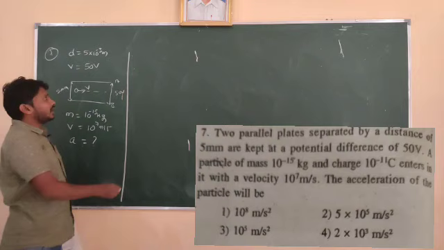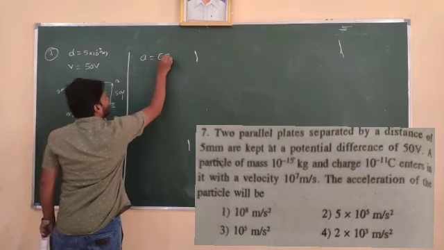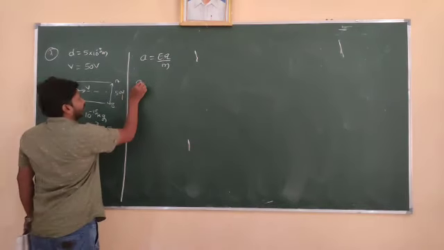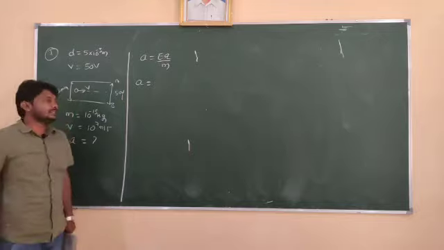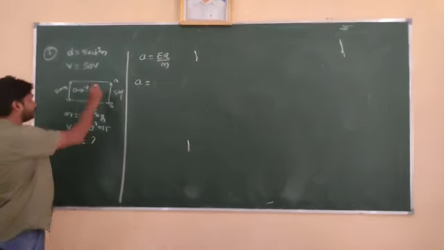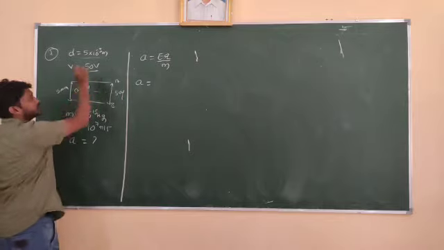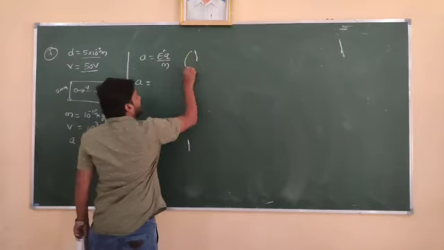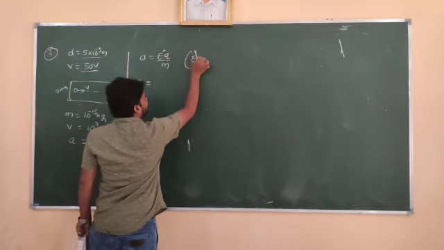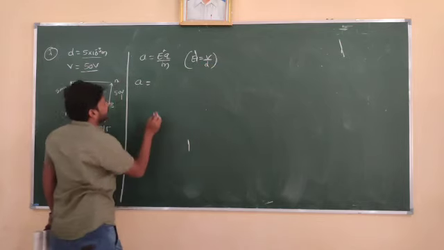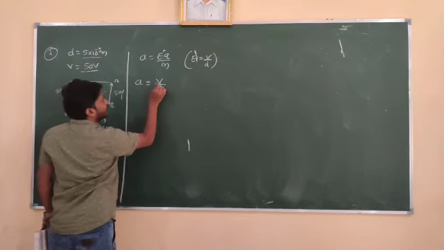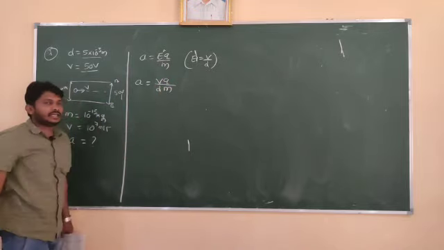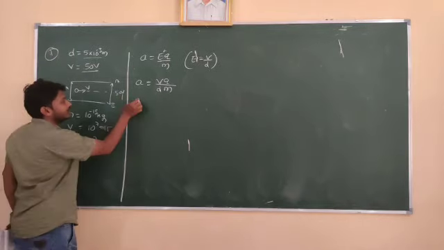So what is the connecting formula I have? Acceleration a is equal to E into Q divided by M. In the first chapter we got this equation. They didn't mention the electric field value, but they mentioned the potential value and the separation value. I know the relation between electric field and potential: in magnitude, E is equal to V by d. So acceleration a is equal to V into Q divided by d into M.